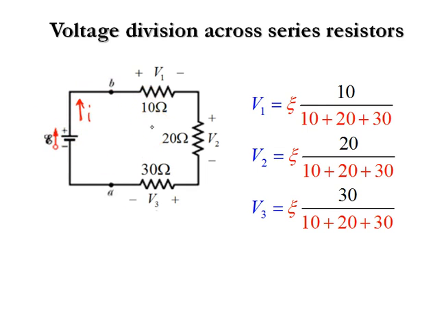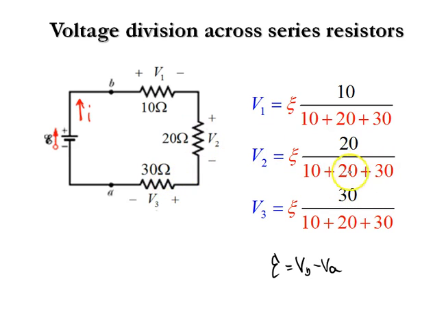So we could replace here, noting that our EMF is equal to VB minus VA. That's the potential difference across the sum of all these three resistors. So V1 then is going to be equal to that voltage times the 10 ohms divided by the sum of all the resistances. V2 is going to be equal to the total voltage times the 20 ohms divided by the sum of all the resistances.